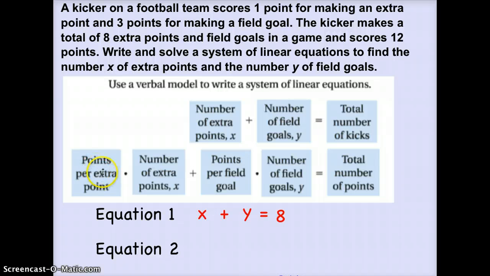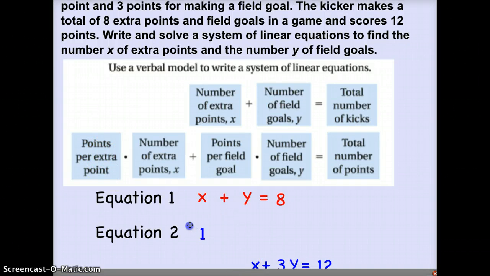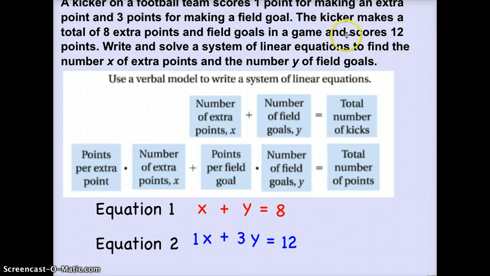So the points per extra point is just 1 times the number of extra points, that's represented by x, plus the points per field goal. We know we get 3 points for a field goal times the number of field goals, which is y, and we know that altogether the player scored 12 points, because it tells us right here in the problem that the player scores 12 points. So here are 2 equations. We can now solve that system of linear equations the same way we did in example 1.